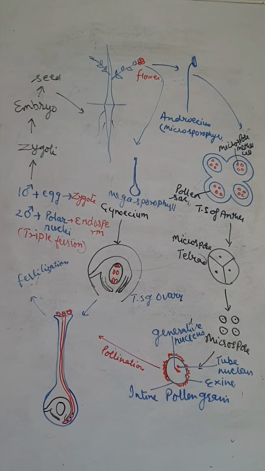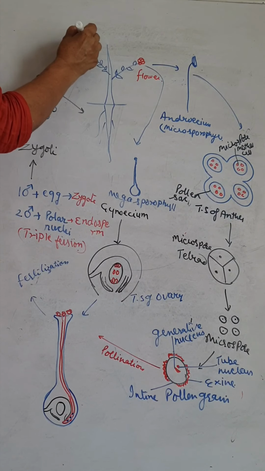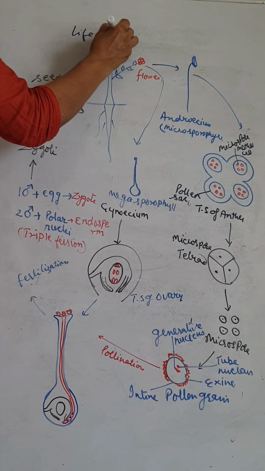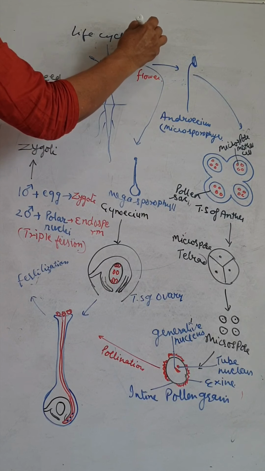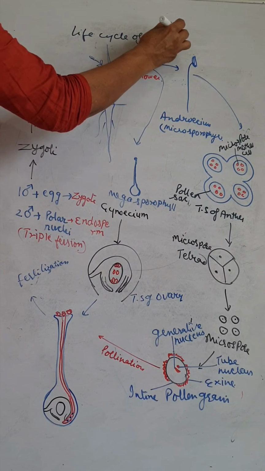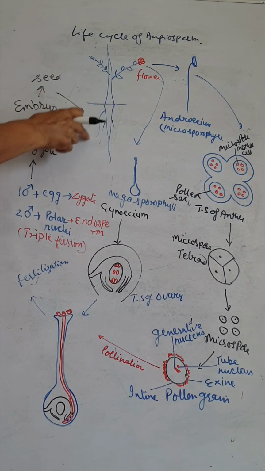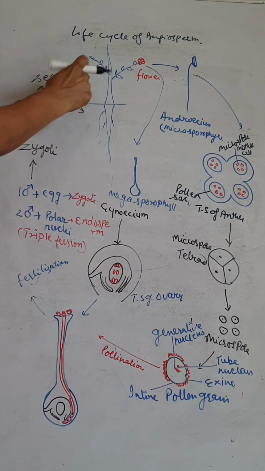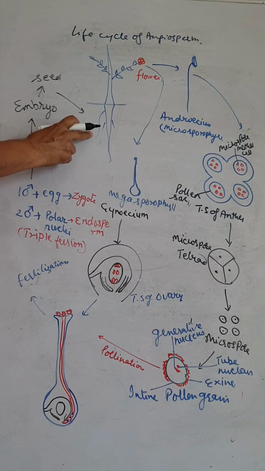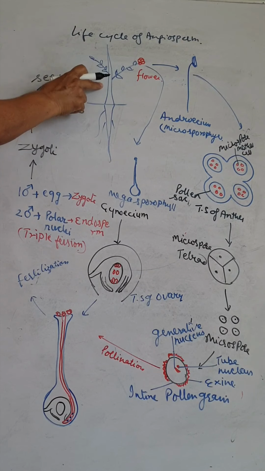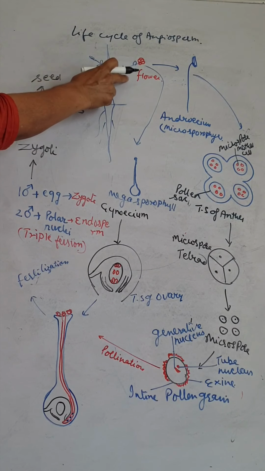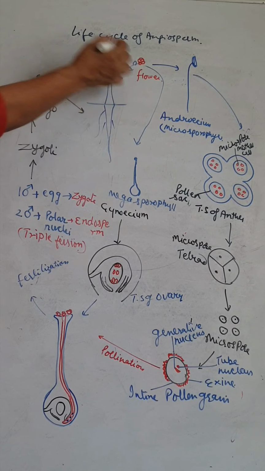So, in this video we discuss the life cycle of angiosperm. As we discussed, this is the predominant phase, the sporophytic phase: the stem, root, branching and the flower.